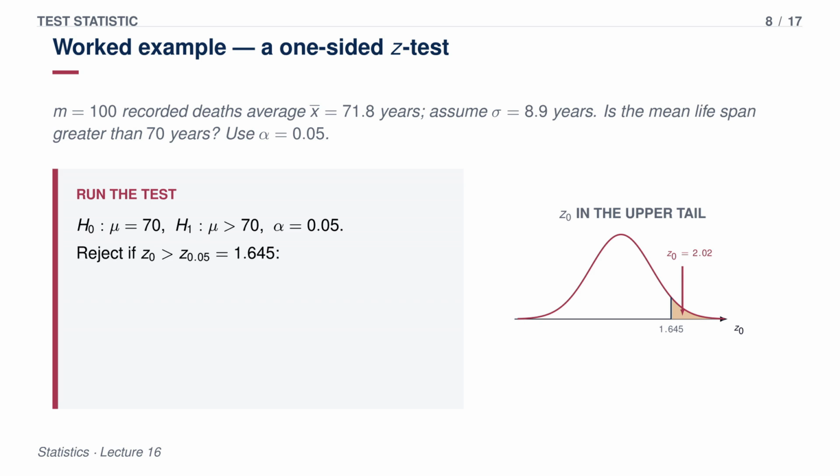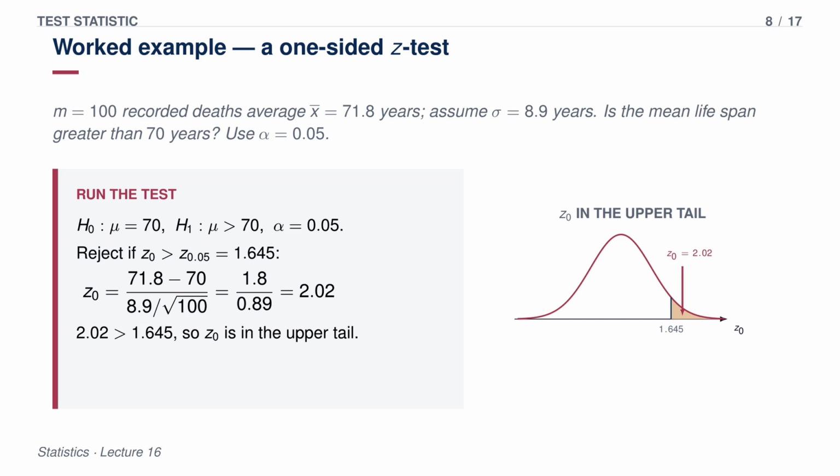One-sided in action. 100 recorded deaths average 71.8 years. Assume sigma is 8.9. Is the mean lifespan greater than 70? Use alpha of 0.05. Upper tail test. So reject if z-naught beats 1.645. Z-naught is 71.8 minus 70 over 8.9 over root 100. That's 1.8 over 0.89, which is 2.02.